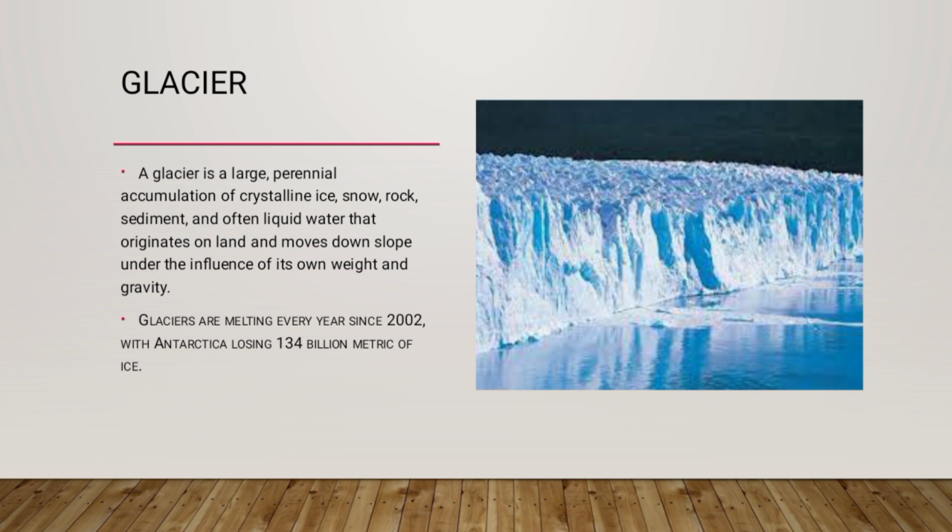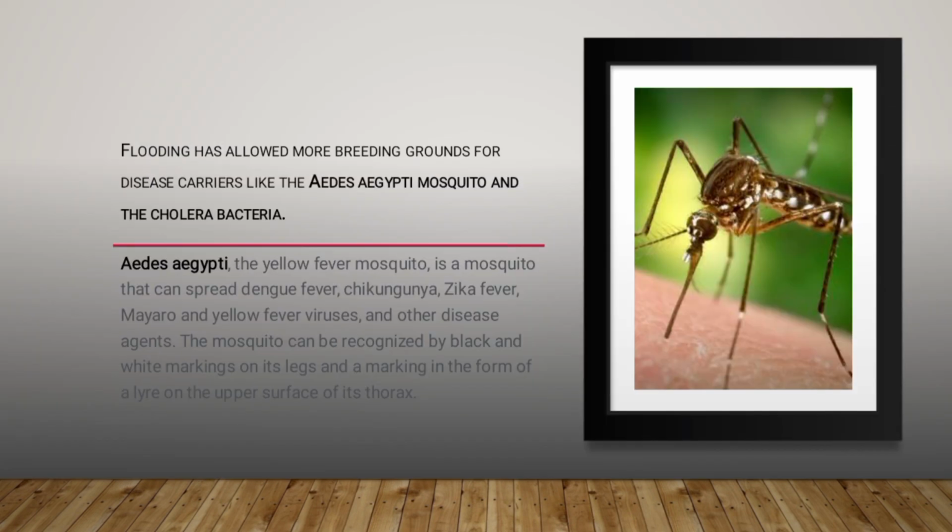Glacier. A glacier is a large perennial accumulation of crystalline ice, snow, rocks, sediments, and often liquid water that originates on land and moves down slope under the influence of its own weight and gravity. Glaciers have been melting every year since 2002, with Antarctica losing 134 billion metric tons of ice. Flooding has allowed more breeding grounds for disease carriers like the Aedes aegypti mosquito and the cholera bacteria.